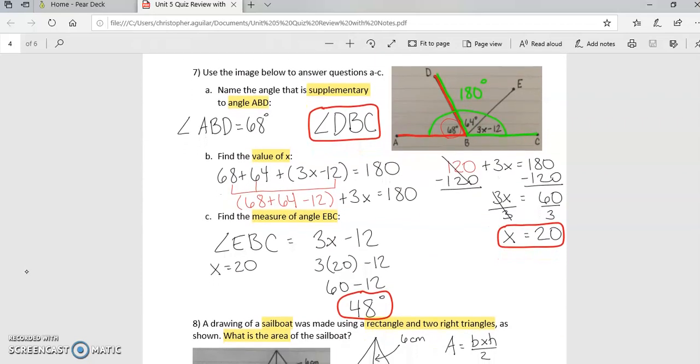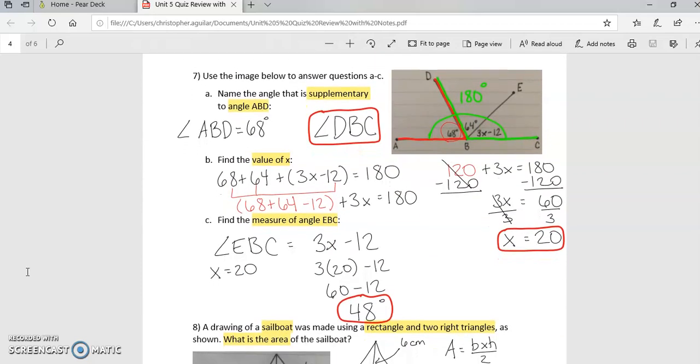Okay, number 7. It says use the image below to answer questions A through C. So we have A, B, D, E, and C. Again, they're different parts. Like this straight line angle is separated into 3 different sections. So part A asks us to name the angle that is supplementary to angle ABD. ABD is this first red section here. And supplementary means that it's going to add up to 180 with another angle.